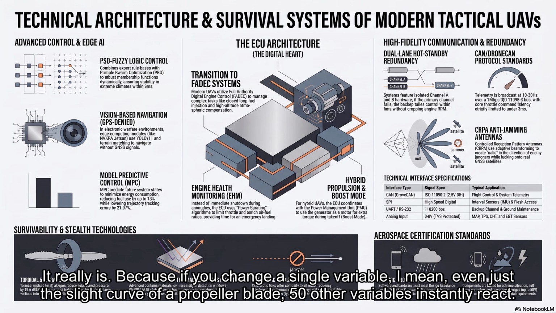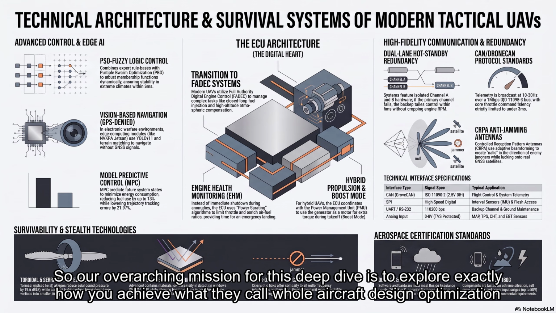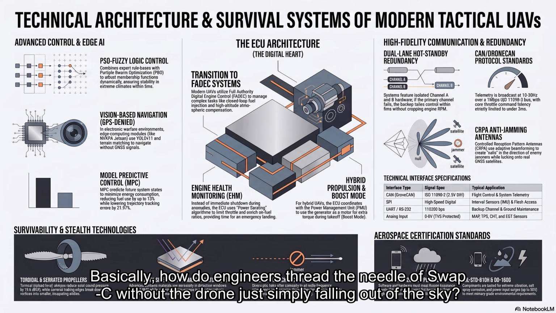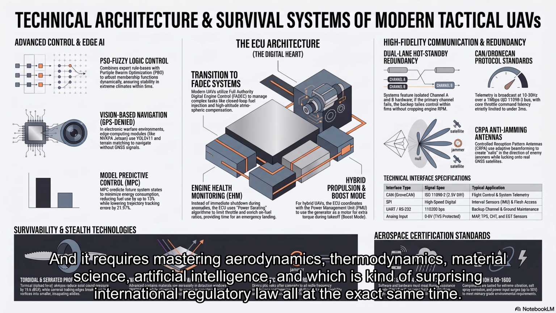It really is. Because if you change a single variable, even just the slight curve of a propeller blade, 50 other variables instantly react. So our overarching mission for this deep dive is to explore exactly how you achieve what they call whole aircraft design optimization and system integration. Basically, how do engineers thread the needle of SWaP-C without the drone simply falling out of the sky? It requires mastering aerodynamics, thermodynamics, material science, artificial intelligence, and, which is kind of surprising, international regulatory law, all at the exact same time.